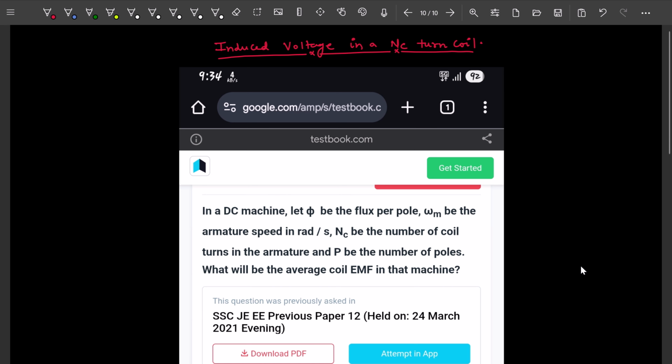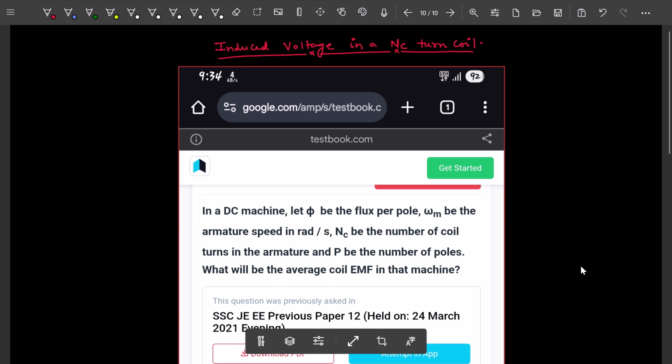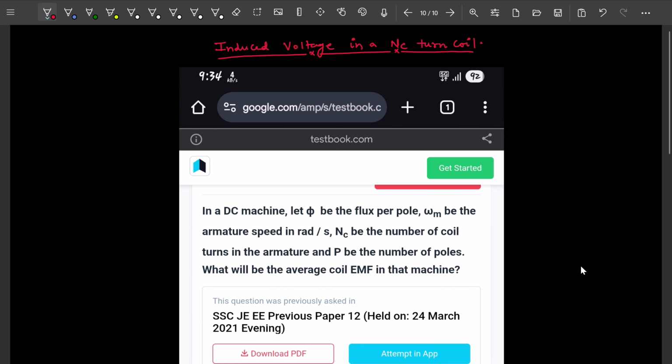It is given: in a DC machine, let phi be the flux per pole, omega m be the armature speed in radians per second, NC be the number of coil turns in the armature, and P be the number of poles. What will be the average coil EMF in that machine? We have to find that average coil EMF.